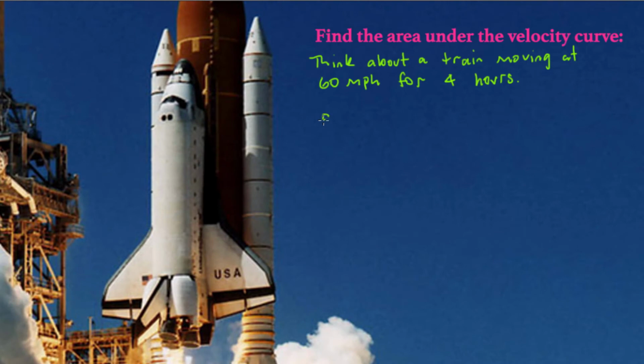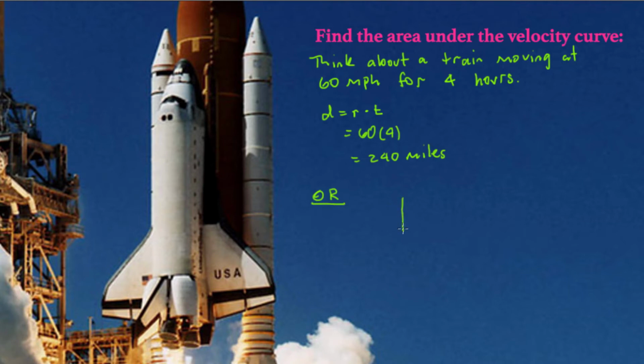So let's figure out the distance traveled by the space shuttle using that cubic equation. Well, think about a train moving at 60 miles an hour for 4 hours, okay? Moves at a consistent rate. It's just going to be distance equals rate times time. So it's going to be 60 miles per hour times 4 hours. The hours cancel, you get 240 miles.